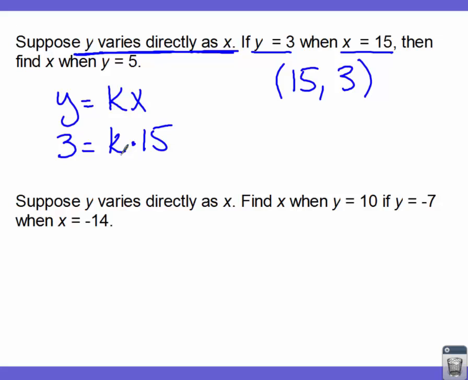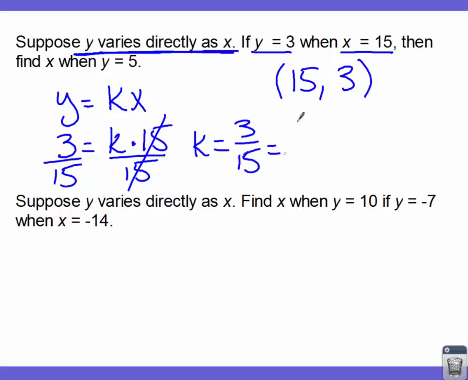Well, I have a multiply by 15. So how do I get rid of the multiply by 15? I do a divide by 15. So I do a divide by 15 here. Okay, so these 15s divide out, and we find out that k is equal to 3 divided by 15. But that simplifies to 1 over 3. So that's what our k value is. Okay, so now, using this k value, I now can figure out what x is when y is 5.